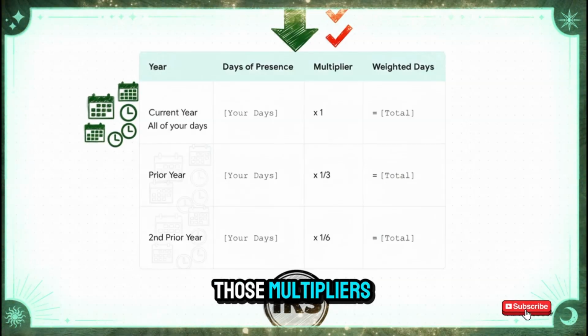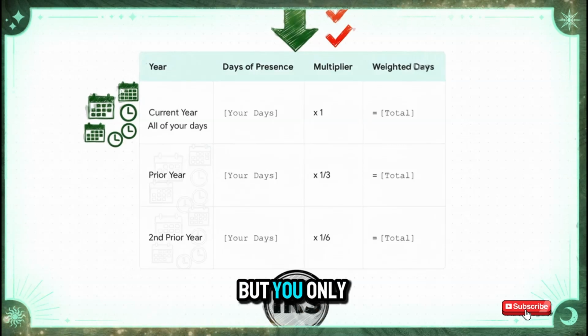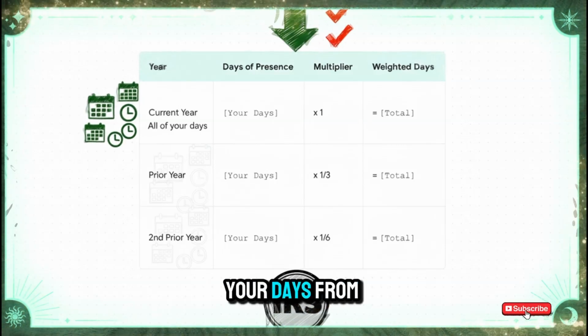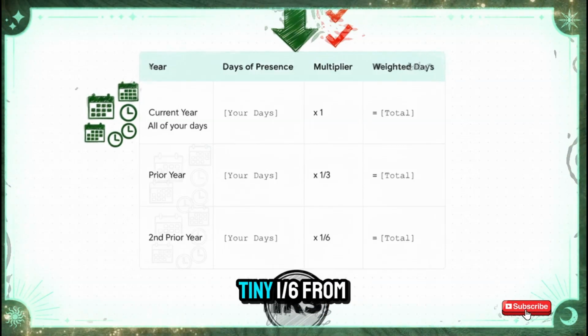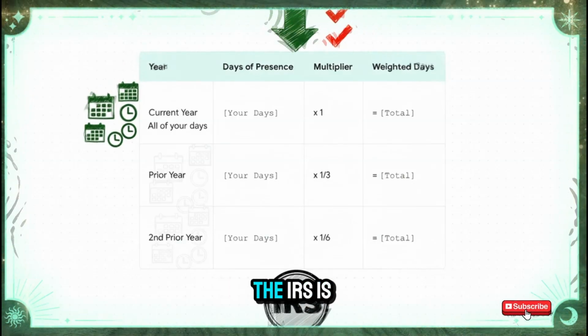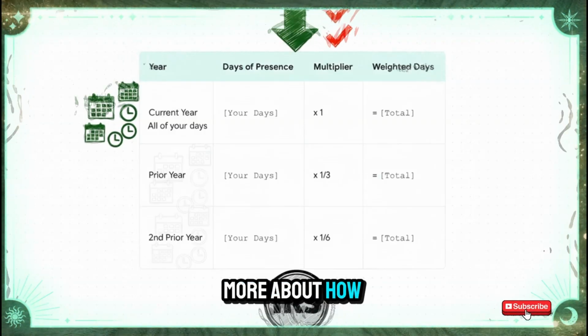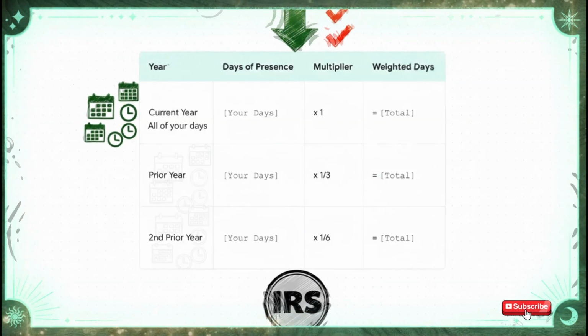Now check out those multipliers. You count all your days from the current year, but you only count 1/3 of your days from last year, and just a tiny 1/6 from the year before that. The message from the IRS is pretty clear, right? They care a whole lot more about how much you've been here recently.